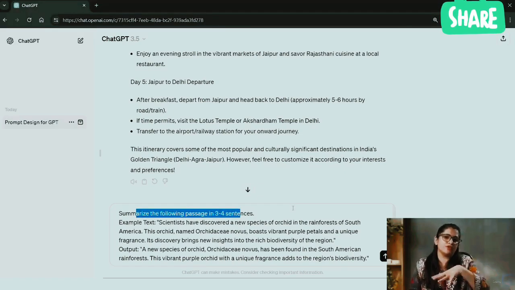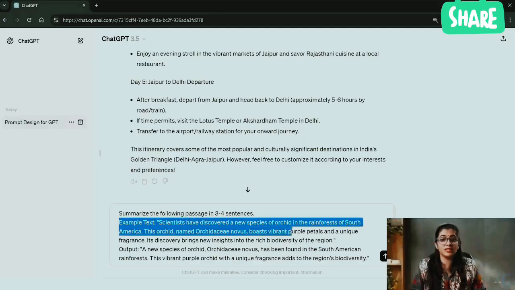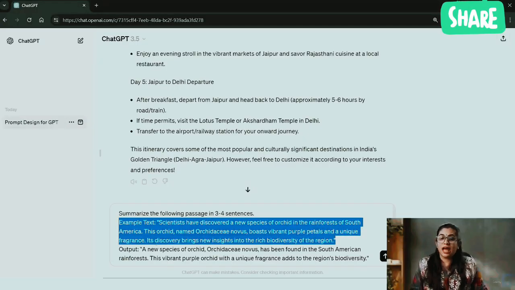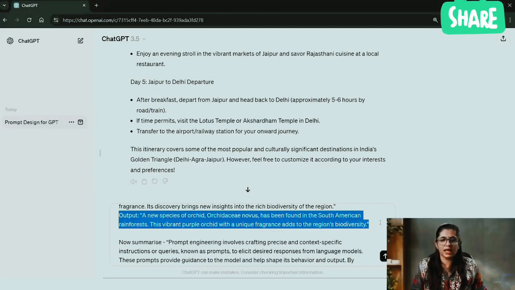I have a passage of 3-4 sentences. I want to summarize it in one sentence, right? I am giving an example. My example text is, scientists have discovered a new species of orchid in the rainforests of South America. And the output that I'm giving is a new species, the entire sentence.